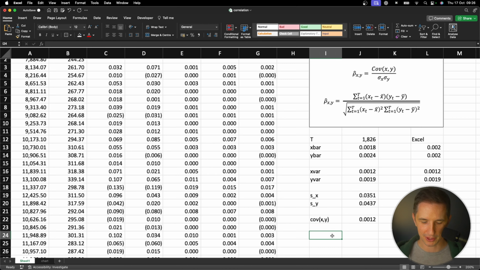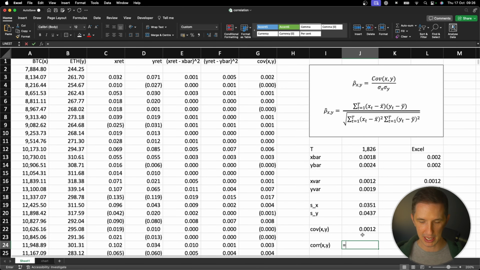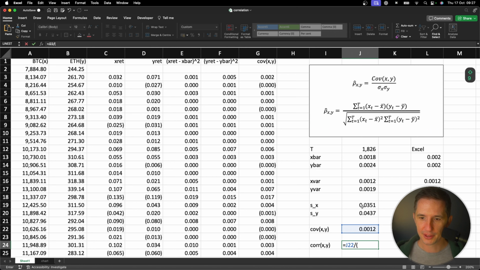But now what about the correlation? So the correlation of x comma y, which we could also call rho, is going to be equal to that covariance divided by the standard deviation of x, multiplied by the standard deviation of y. And that then tells us that we have a correlation of 0.8057.